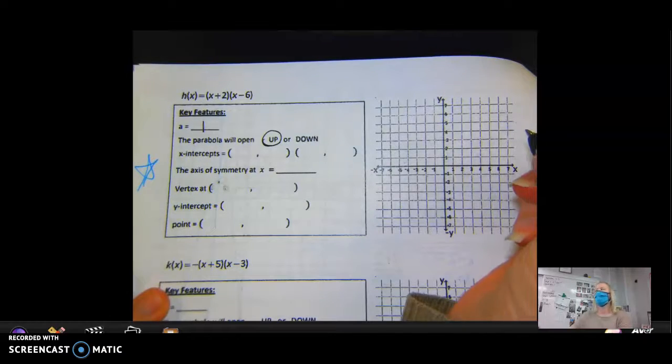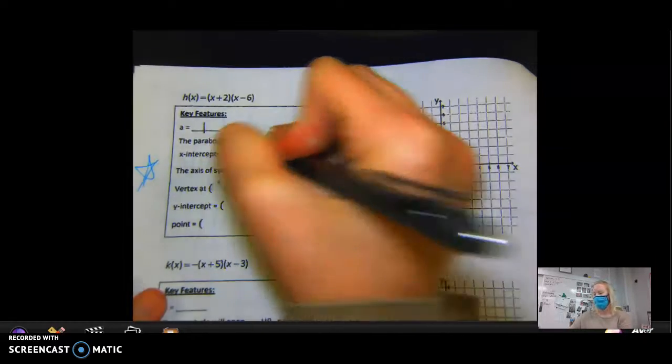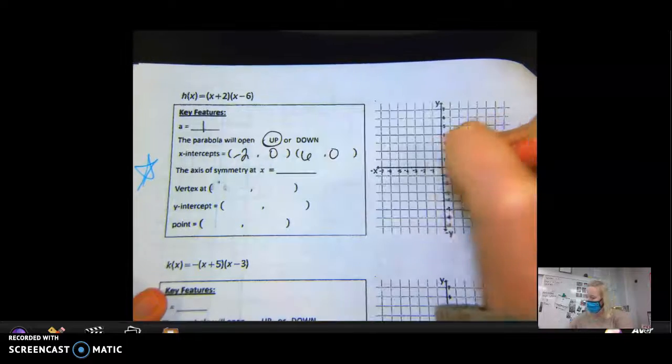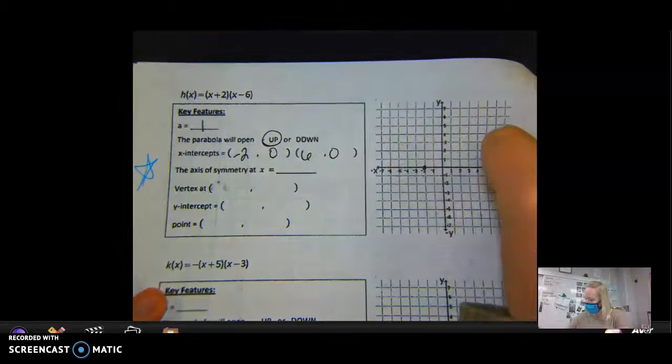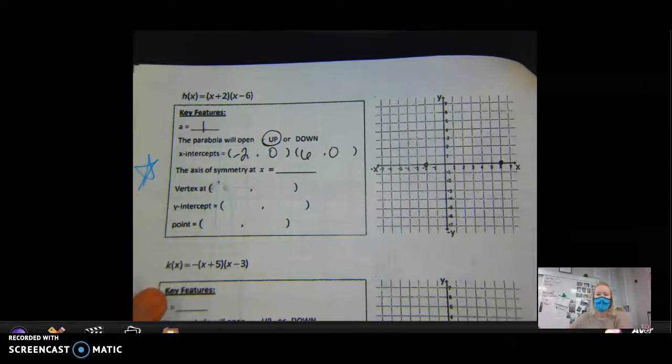And what are my x-intercepts? -2, 0, and 6, 0. Good. So I'm going to put a point there and a point here. Axis of symmetry. In order to do that, I need to find my vertex, the x value of my vertex. How do I find the x value of my vertex?